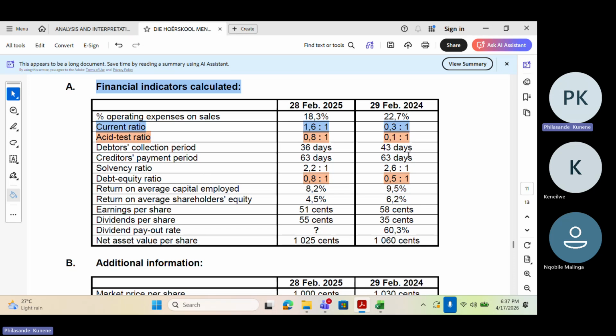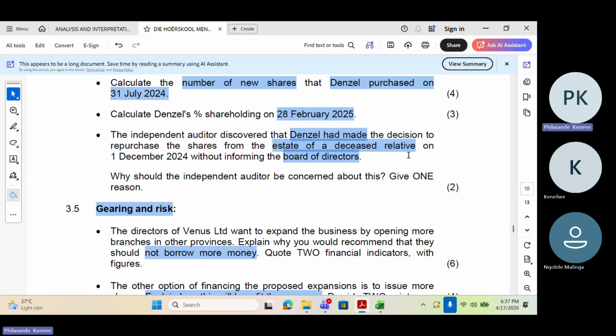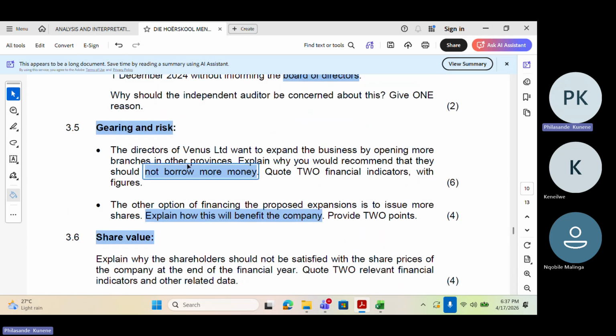You will remember there was a question that said, would you advise, right? They said the directors of the company want to expand the business by opening more branches in other provinces. Explain why you would recommend that they should not borrow more money. Can you see this question? Quote two financial indicators with figures. Why would you recommend that they should not borrow more money?